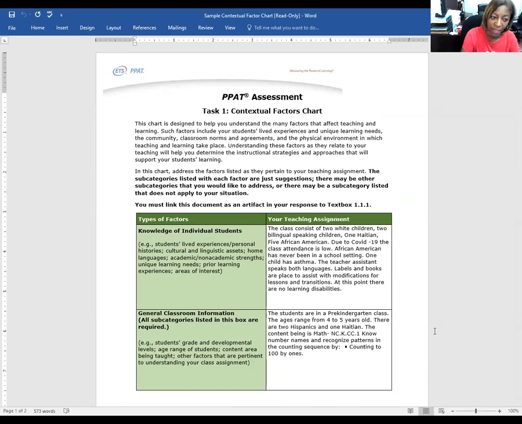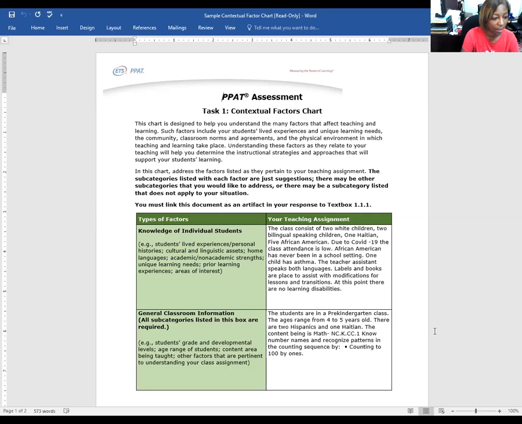This chart is designed to help you understand the many factors that affect teaching and learning. Such factors include your students' lived experiences and unique learning needs, the community, classroom norms and agreements, and the physical environment in which teaching and learning take place. Understanding these factors as they relate to your teaching will help you determine the instructional strategies and approaches that will support your students' learning.